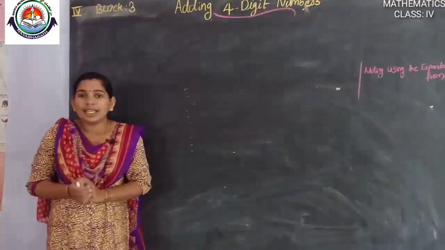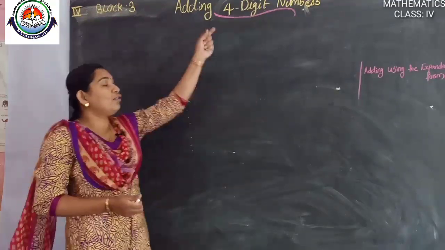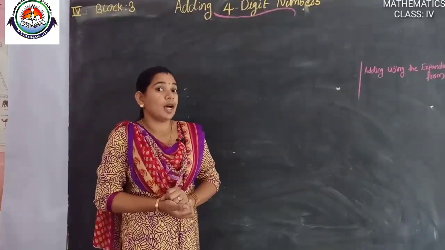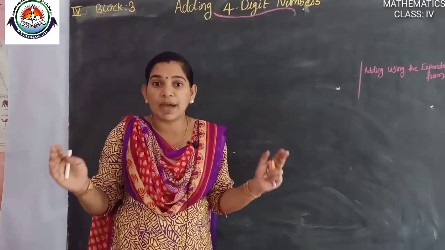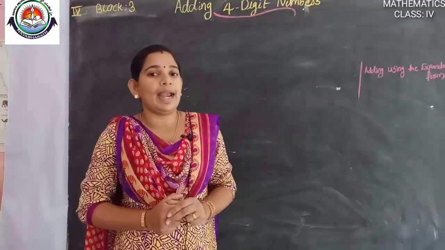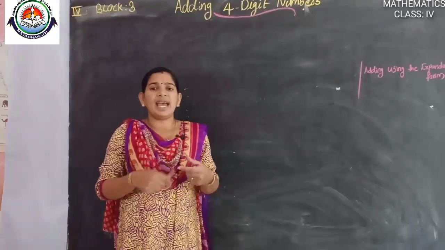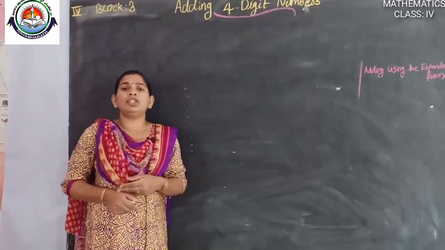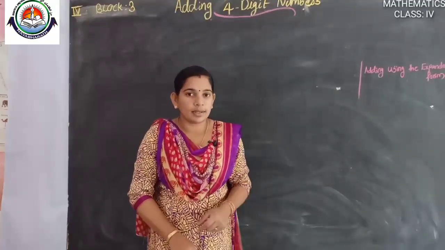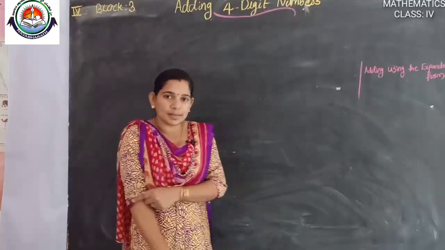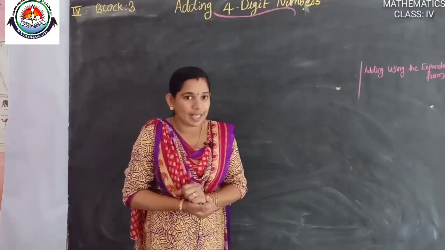Okay. Then in the previous class, what were we discussing? Adding 4-digit numbers. How do we add 4-digit numbers? First, we expand the numbers, then add. Every time we expand, then add, then again we want to make the standard form. Very lengthy problems are there. Okay, then we will reduce the steps. How do we reduce? That we will check today.